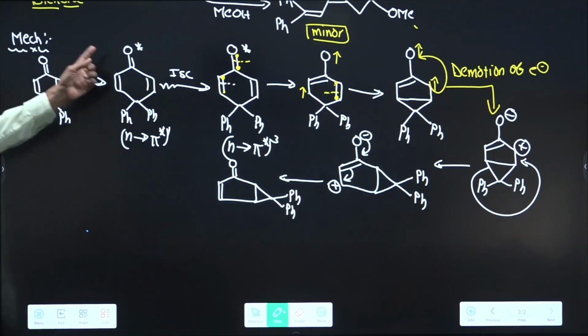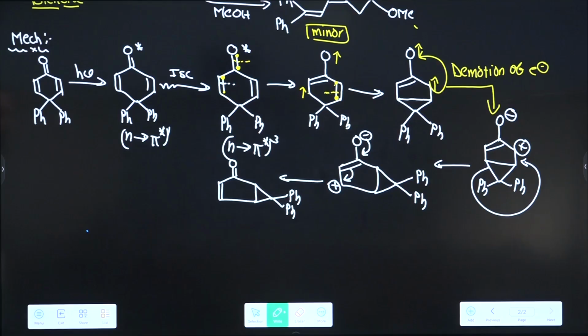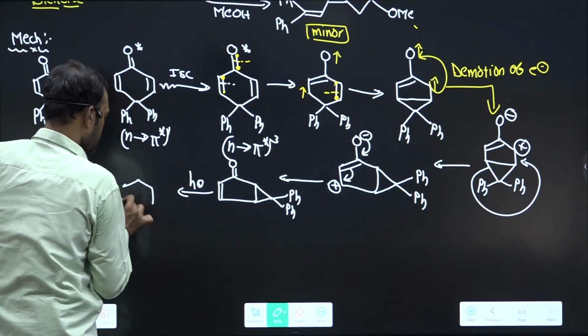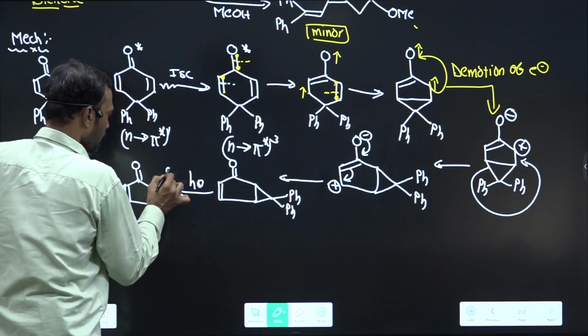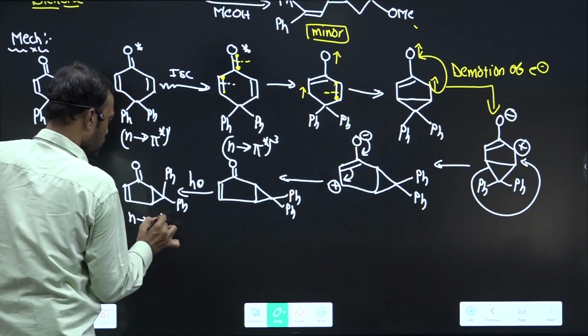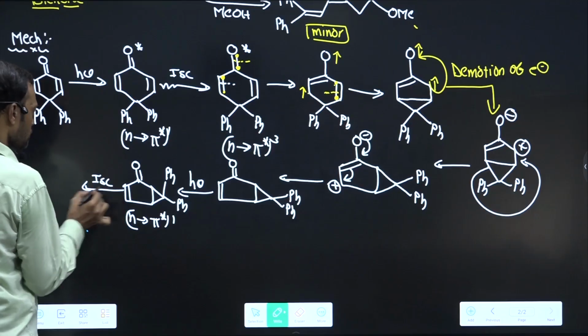So what I prepared intermediate? Lumiketone. First you prepare up to lumiketone. Now photochemically irradiate this one more time. Here it is Ph and here Ph. Now you will get n to pi star singlet. Then ISC, intersystem crossing.